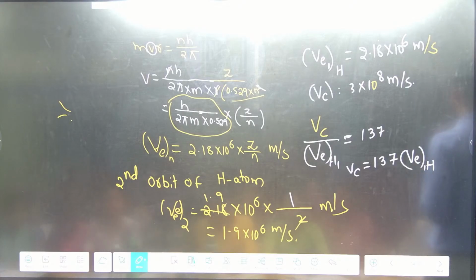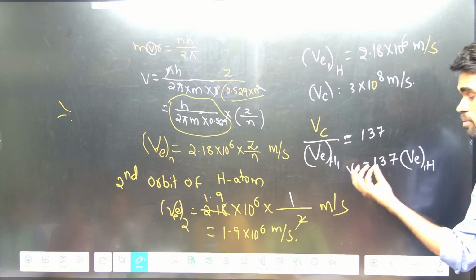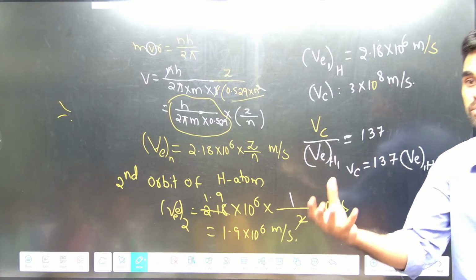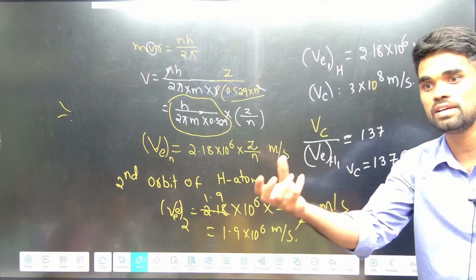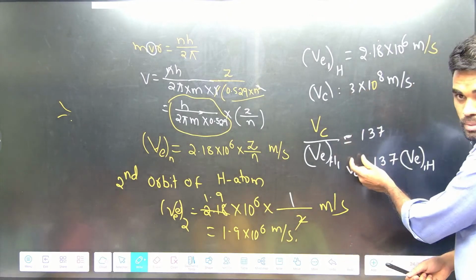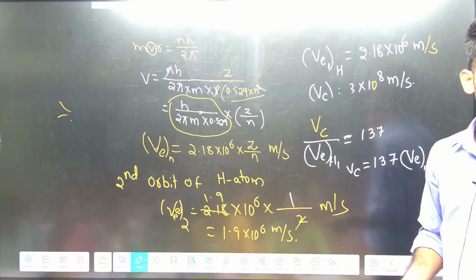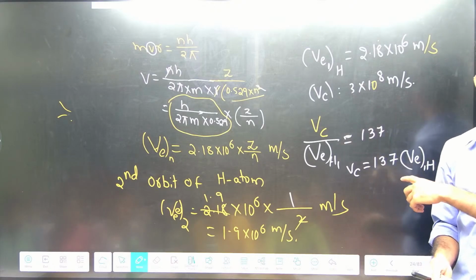Which one has more velocity here, electron or speed of light? How many times? 137 times the velocity of electron in the first Bohr orbit. They do not only ask about the first Bohr orbit. If I ask about the second Bohr orbit, you calculate the velocity of electron in the second Bohr orbit, take that value in the denominator and the speed of light in the numerator, cancel out, and you will get the value. Are you able to connect to this or not?